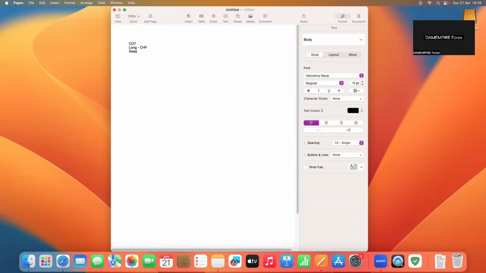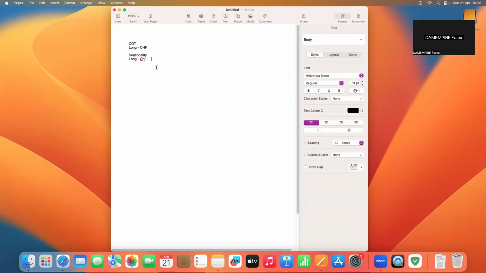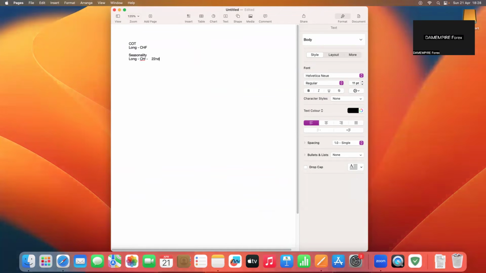We go seasonality. Just put a little bit of space in there, it looks neat, you know. We go long. All right, we go CHF. Then we go, the long starts from 22nd and it ends on 30th, right? 22nd to 30th, right? So that's what it is.